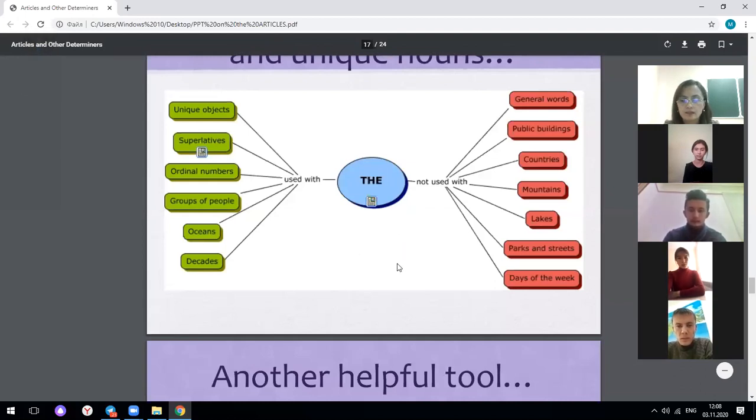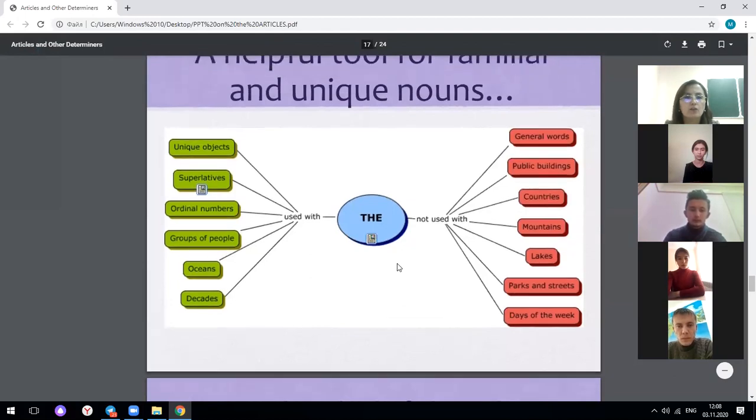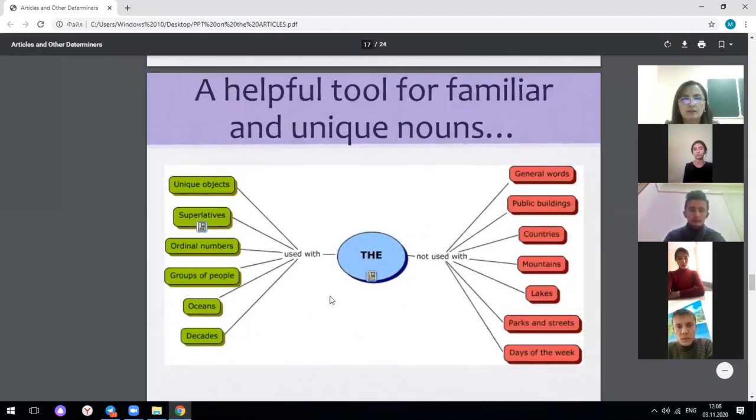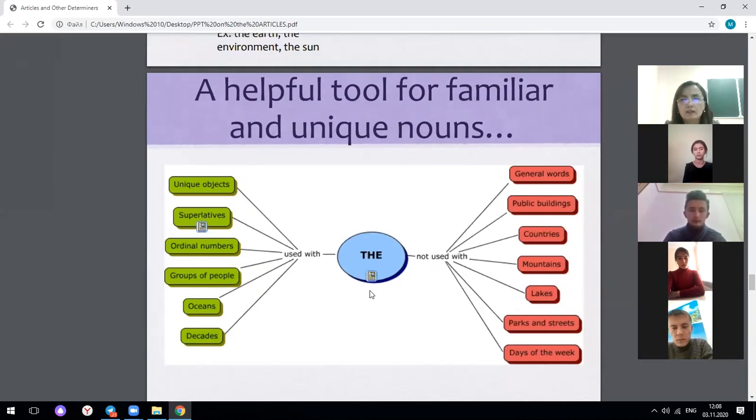Okay, in this case, thank you for your attention and I hope you will revise this information about articles and determinants, the other determinants for the next time, and your home task will be to make up your own examples, yeah? With the definite and indefinite article. Try to show as many cases as possible, please.